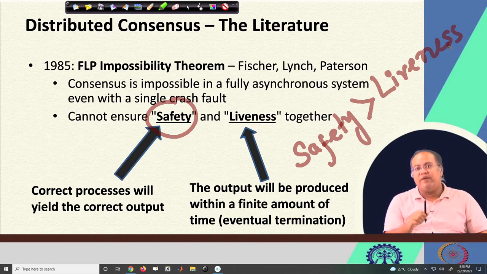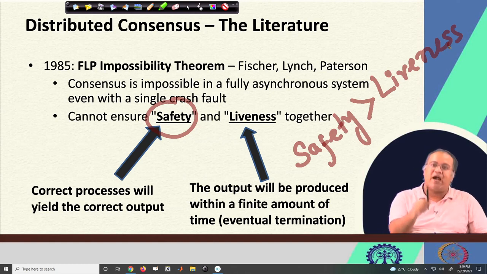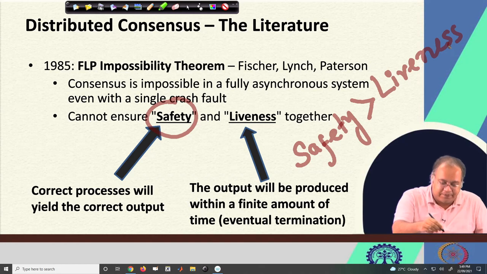So, the FLP impossibility theorem actually gave the researchers the idea not to think of supporting safety and liveness altogether. Either you give priority to safety or you give priority to liveness. And initially people gave priority to safety in the distributed consensus literature.